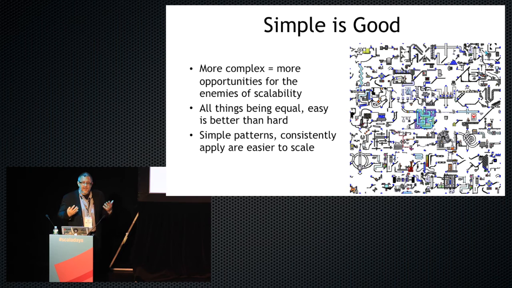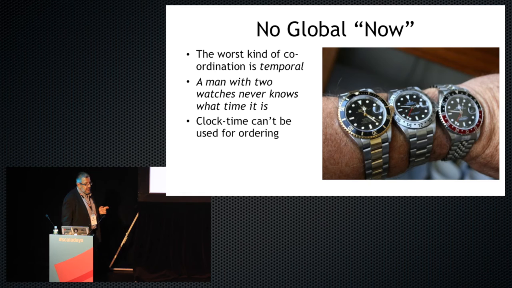However, complexity doesn't scale. So on top of all of the other things I'm telling you to avoid, I am telling you to steer towards simplicity and avoid complexity. Because actually, a lot of the principles we're talking about are first principles that actually encourage simplicity. So simple patterns applied consistently are way easier to scale than a complex pattern. Coordinating on time, which is incredibly common, really easy to fall into mentally, doesn't work at all in a distributed system, right? It is physically an impossibility.